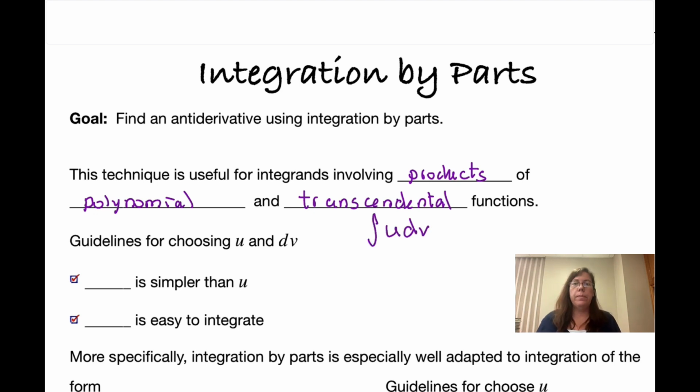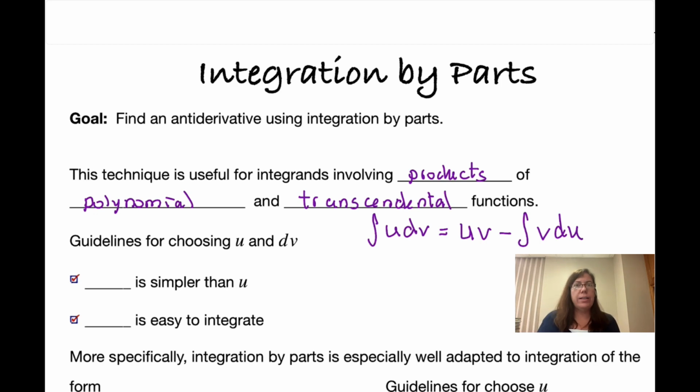So our rule for integration by parts is, if I have the integral of u times dv, where u is in terms of x and dv is in terms of x, that's going to be equal to uv minus the integral of v du. The hardest thing about integration by parts is figuring out which function is going to be your u and which function is going to be your dv.